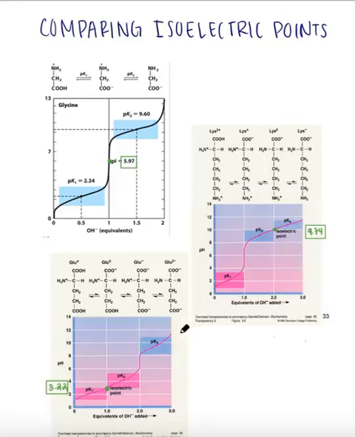Here, on the other hand, we have an acidic amino acid, so this is glutamic acid. We have the first pKa, that's the carboxylic, but we have another acidic pKa, and that's the side chain. And then we have the amino group up here. So here, the overall pI is a lot lower, and that makes sense because glutamic acid is acidic.